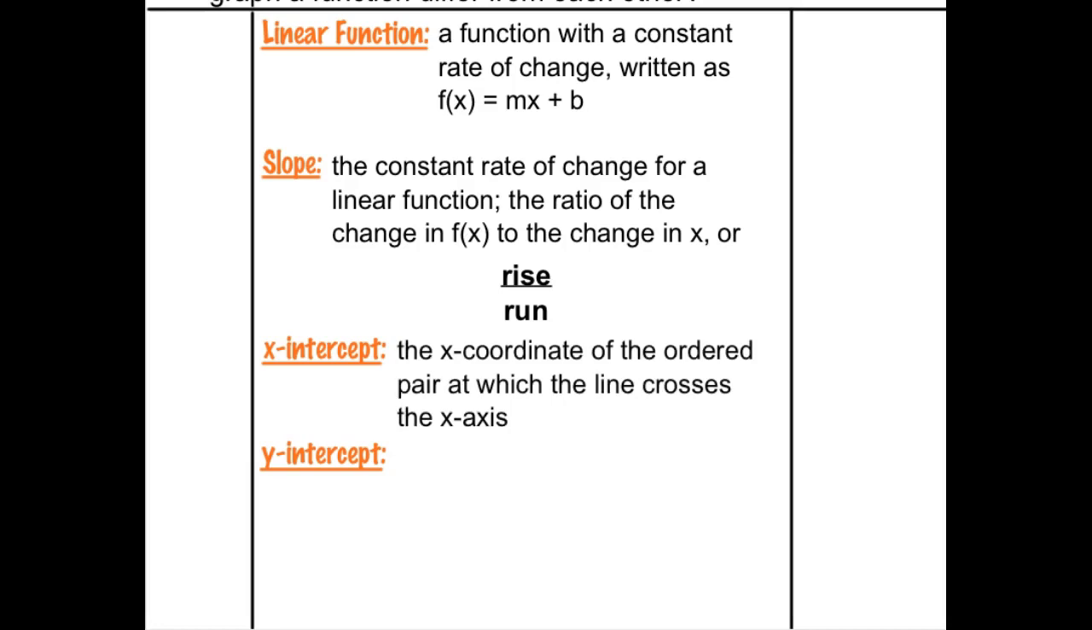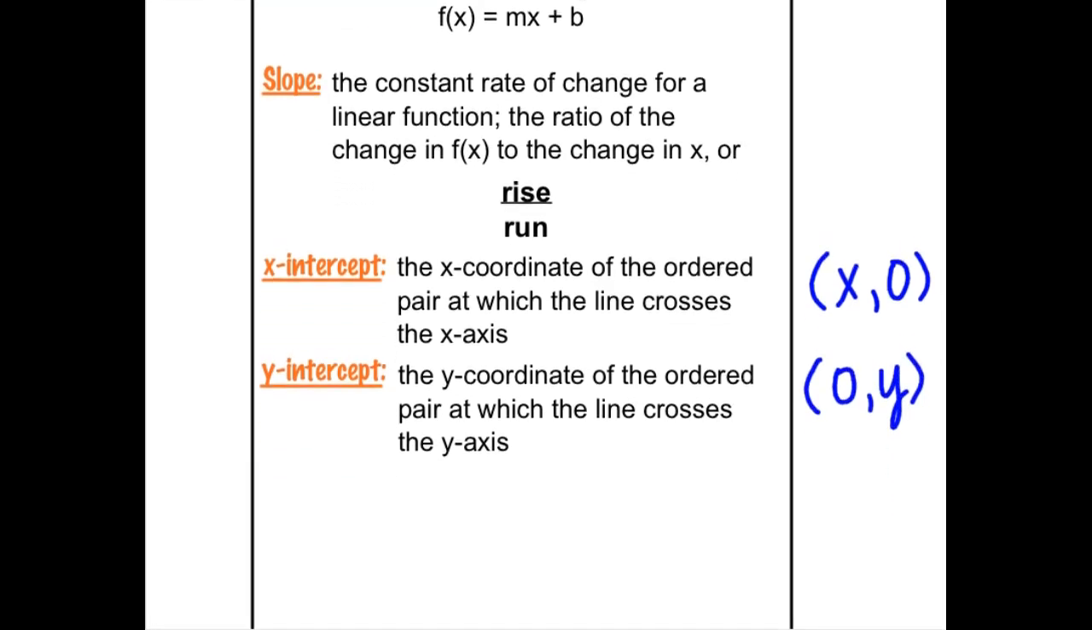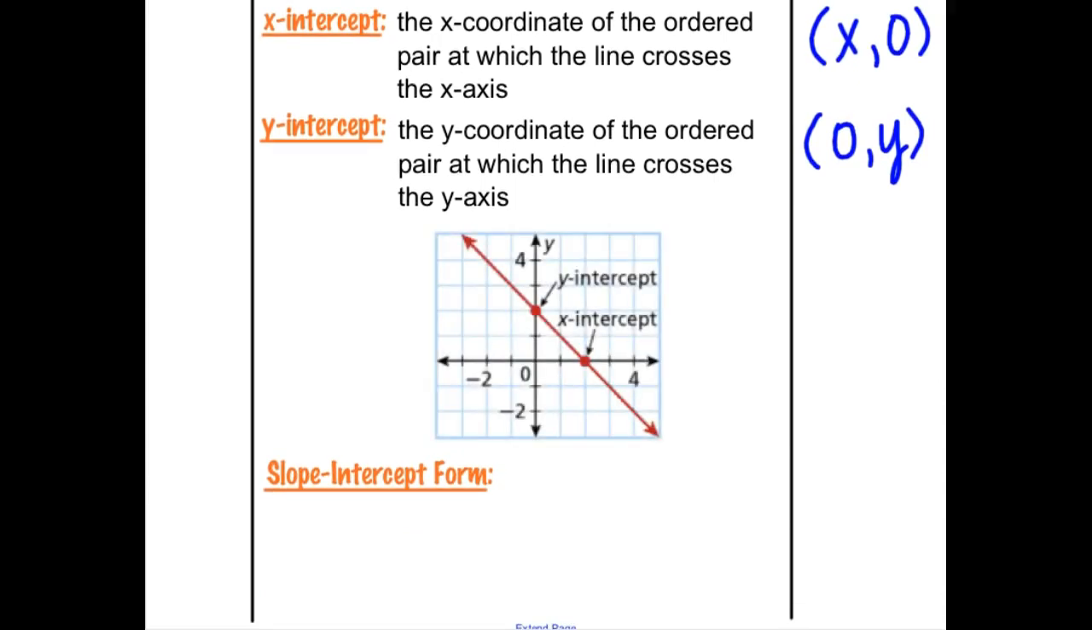And x-intercept, the x-coordinate of the ordered pair at which the line crosses the x-axis. So this is going to be in the form of (x, 0). And then we have the y-intercept, the y-coordinate of the ordered pair at which the line crosses the y-axis. Likewise, this one is going to be opposite, (0, y), if you're thinking in terms of an ordered pair. One thing I do want to point out is that this is what it looks like. Remember, you graph an x-intercept on the x-axis, a y-intercept on the y-axis, and not vice versa.